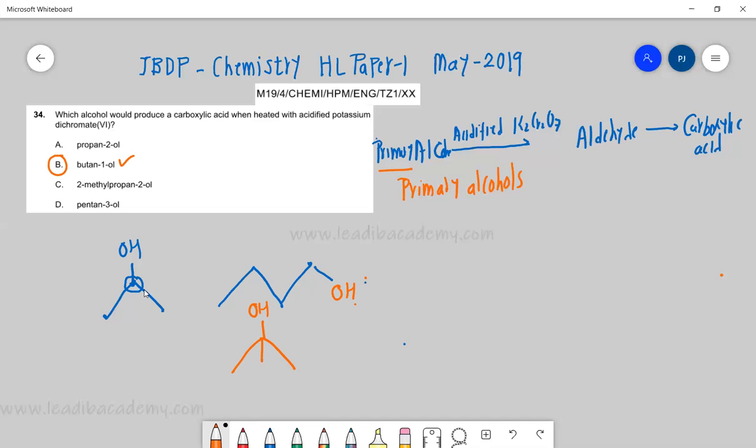So this is also not there. And pentan-3-ol, again, it is not the primary one, so this is also not correct. So the primary alcohol is only butan-1-ol. So that is option B. Option B is the correct option. So it is very, very simple.